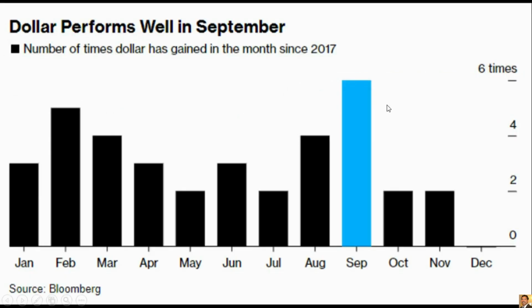And this is the dollar. If you see here, the dollar went up in September compared to any other month in the year. So the dollar performs well during the month of September. After that, in October and November it went down, and December is very good for stocks or commodities that have an inverse relationship with the dollar. So I'll talk about that.